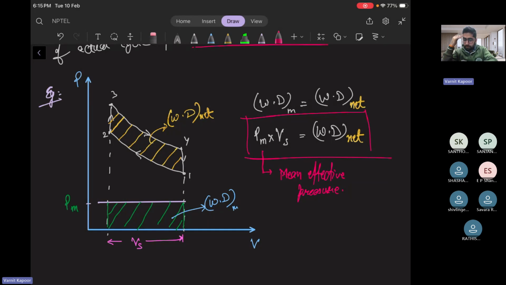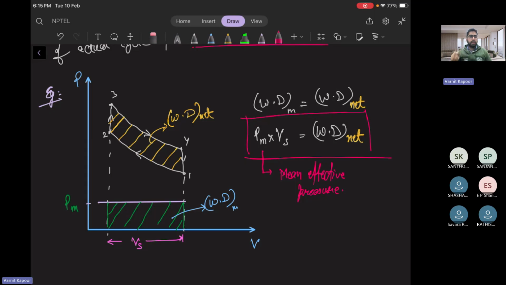Were you able to understand this box, PM into VS? Yes, sir. Okay. Thank you. So I was saying that PM, what do you understand by PM? It's mean effective pressure. What is meant by VS? Swept volume. We made this in the last tutorial as well. So PM into VS.